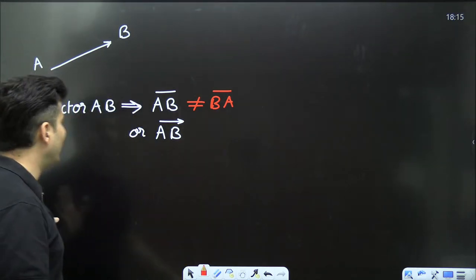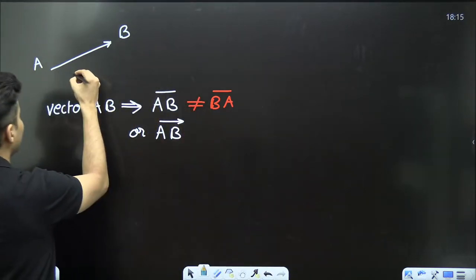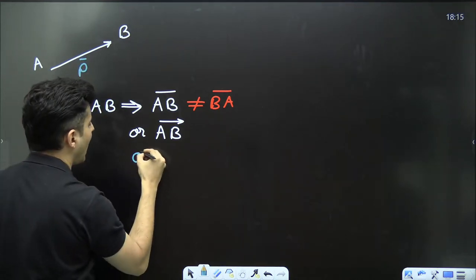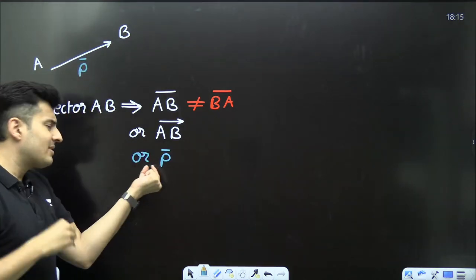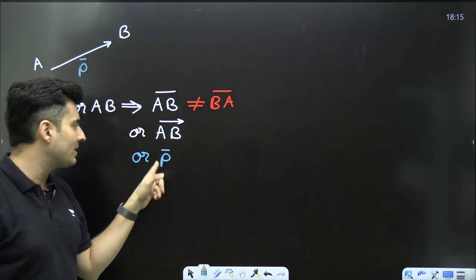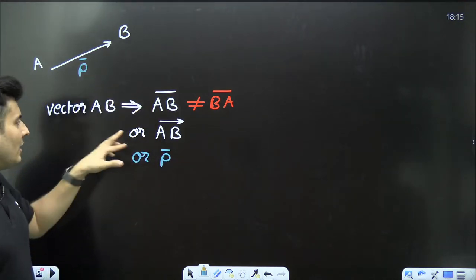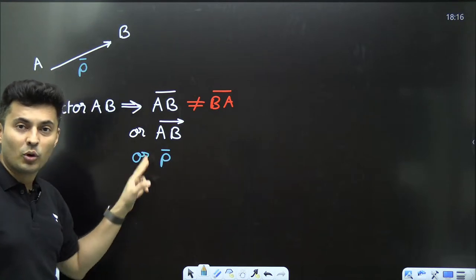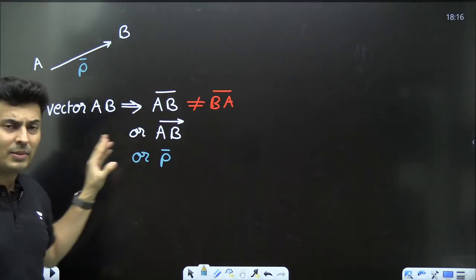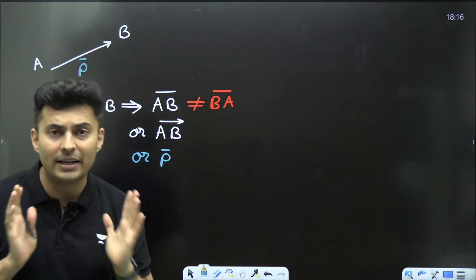But you can also use one alphabet, my dear students. Let's say I write this as P vector. In this, there is no head and tail relationship. You will not understand what the head and tail are. So generally, smaller alphabets are used. If you don't want to write two alphabets, you can use smaller alphabets. Or if you are using capital alphabets, then one will be the tail, one will be the head. Is that clear, my dear students?